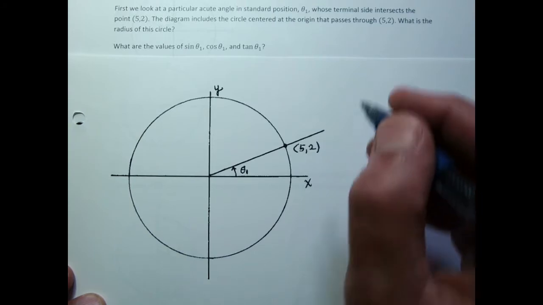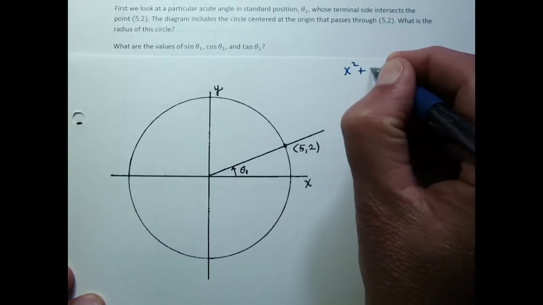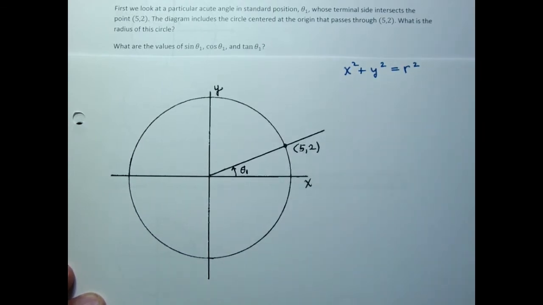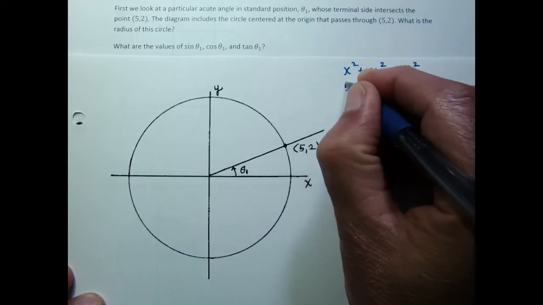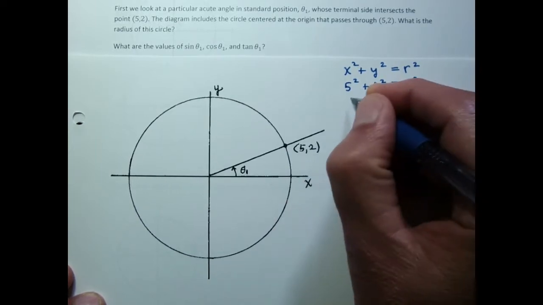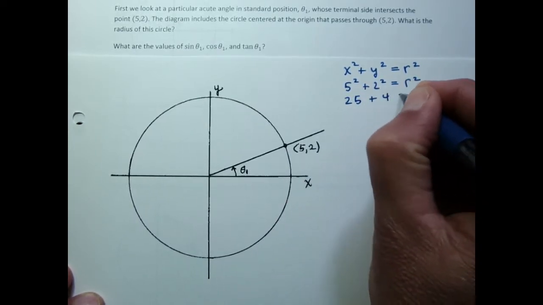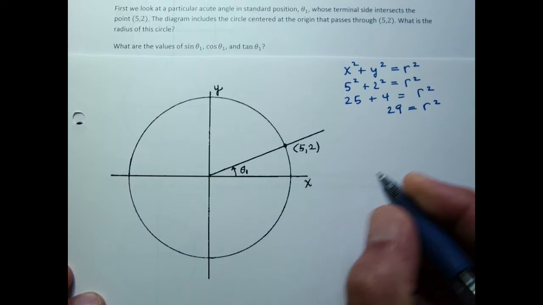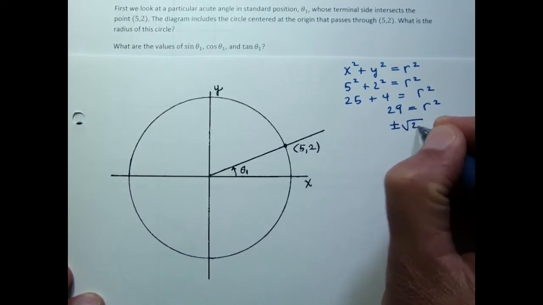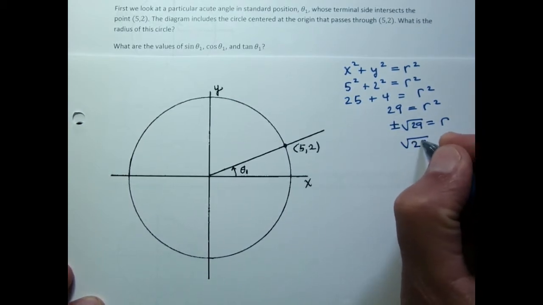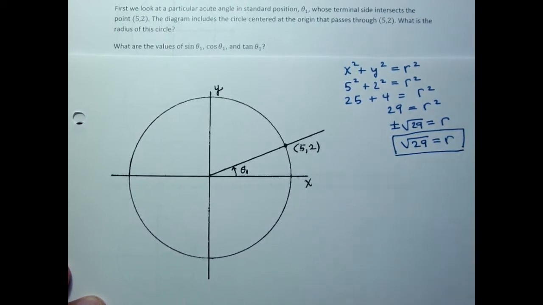Now, we can get the radius of this circle by taking the general form of the equation of that circle, x squared plus y squared equals r squared, and plugging in the coordinates of this point, 5 squared plus 2 squared equals r squared. Because that point would satisfy the equation, we get 25 plus 4 is r squared, so 29 is r squared. And when we take square roots, we get r, and now r has to be positive. So there's our radius of this circle. It's the square root of 29.